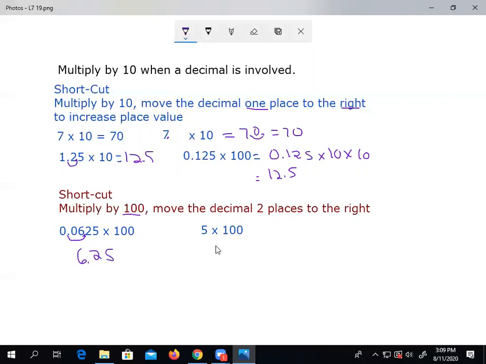So if I have 5 times 100, if we are using decimals, we just put the decimal underneath. And when you multiply by 100, you increase place value by moving the decimal 2 places to the right. And that would give you 500 when you filled in those 2 spots. And that should also make sense when multiplying by 100. So just a review of that for you.